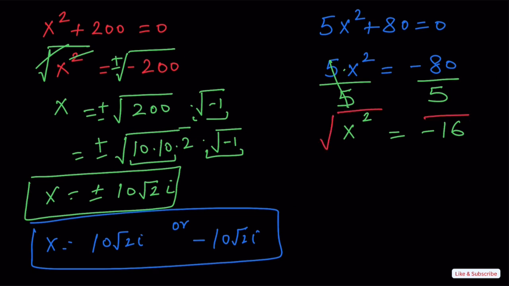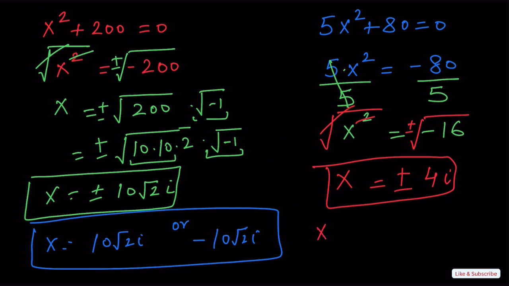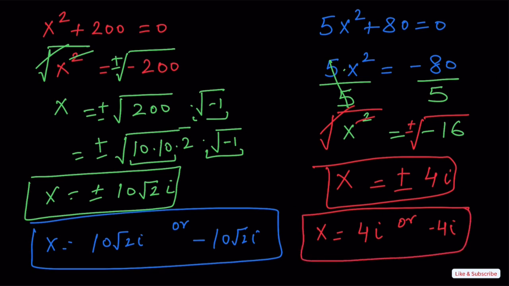To get rid of the square, we'll take the root. The square cancels the root, and I got plus minus. Now what is root of 16? That is 4. And what's root of negative 1? That's i. And that gives you your answer. So x equals either 4i or negative 4i as your final answer.